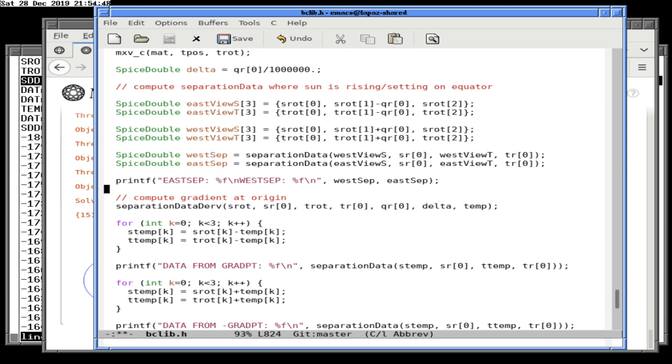Now we're going to compute the gradient. The positive gradient. And we're very close here. And the negative gradient. And we're going to compute the separation data from those two. But one of these is going to have a negative value. And that's going to have a negative x value.